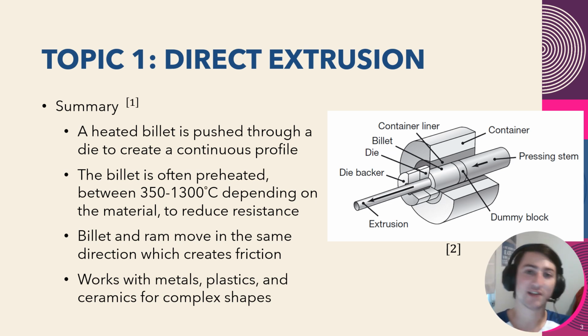So to summarize it, a heated billet, which is the main material here, is pushed through a die to create a continuous profile. The billet is often heated between 350 to 1300 degrees Celsius, but that depends on the type of material used. Materials like aluminum are much lower versus steel, which is much higher. The billet and the ram, which is this pressing stem here, move in the same direction, which does create friction, and it works with metals, plastics, and ceramics to create complex shapes.